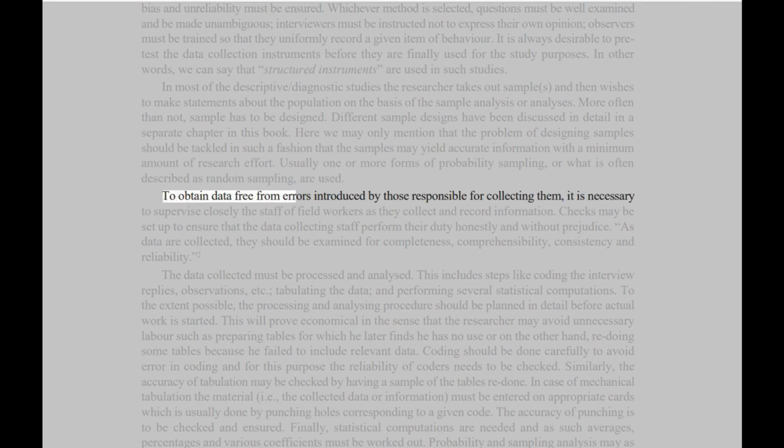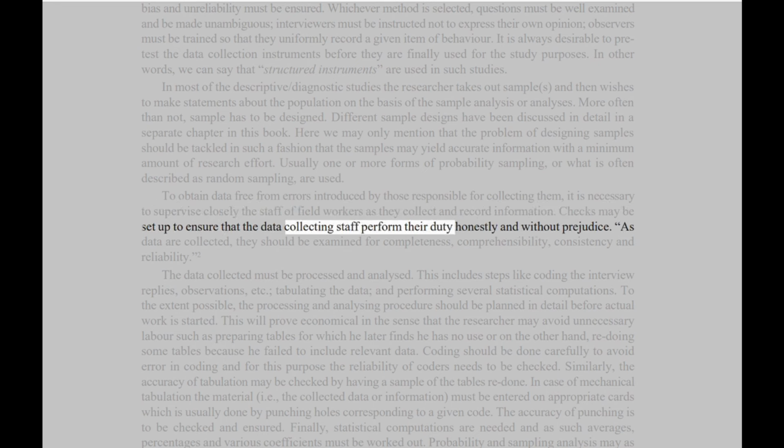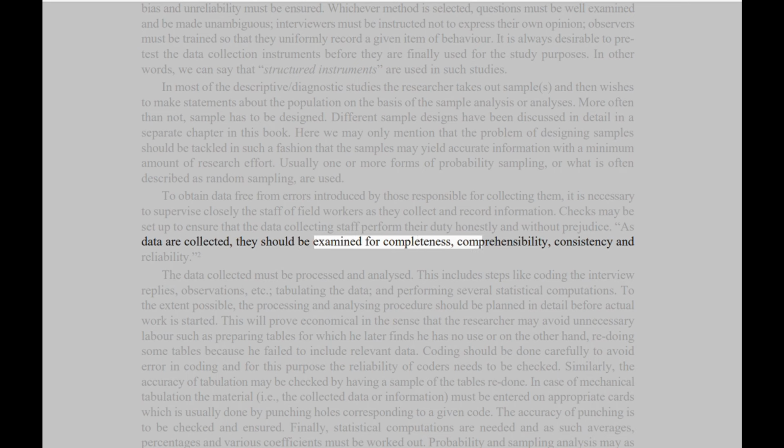To obtain data free from errors introduced by those responsible for collecting them, it is necessary to supervise closely the staff of field workers as they collect and record information. Checks may be set up to ensure that the data collecting staff perform their duty honestly and without prejudice. As data are collected, they should be examined for completeness, comprehensibility, consistency, and reliability.